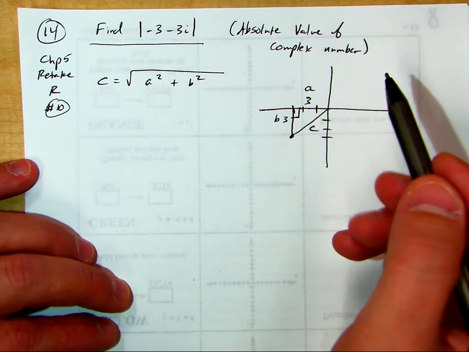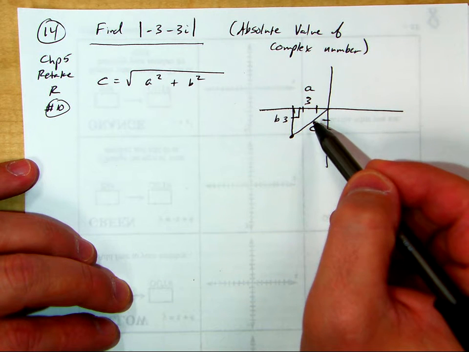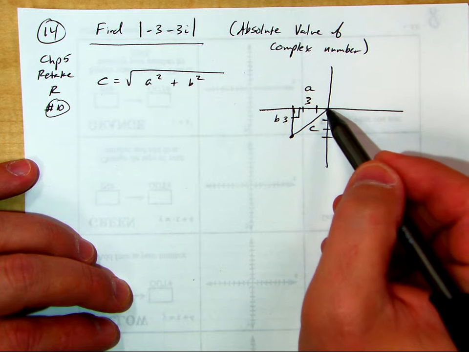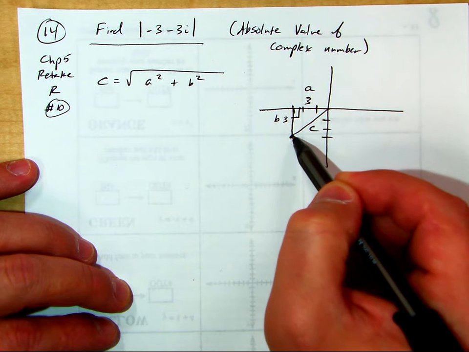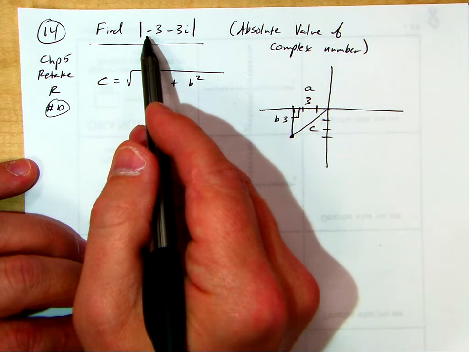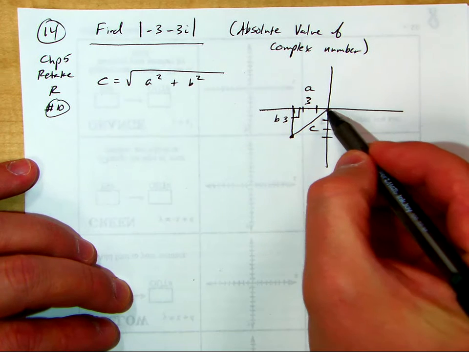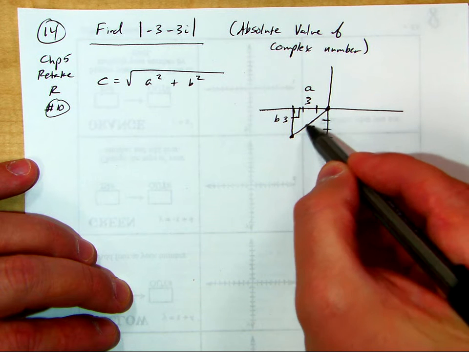Okay, I'd like to illustrate that this is actually using the distance formula on a complex number plane. I've went ahead and plotted here -3 and -3i. It's this point right here. Remember, absolute value on the number line is distance from 0, but for a complex number, it's distance from the origin. So what we're trying to do is find the length of this segment.